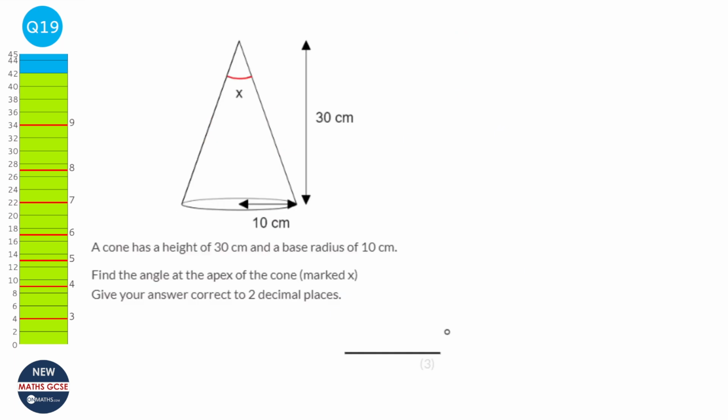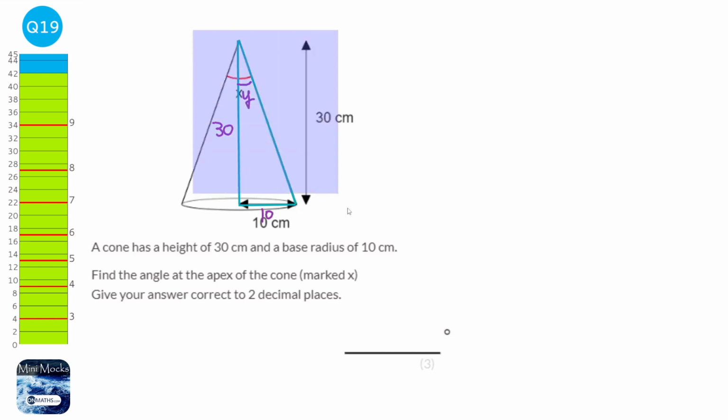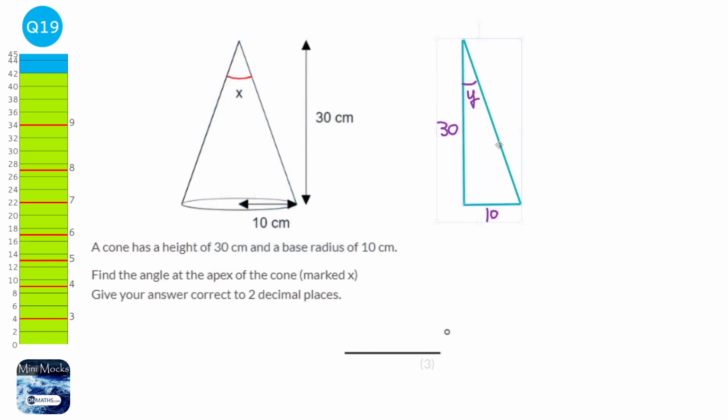So the first thing we need to realise is that we can create a right angle triangle from within this cone. So if I draw a line from the top going downwards, a line to the right and a line up, we can label the sides. So we've got 30 here, and we've got 10 at the bottom here, and we're looking for this angle here, which we're going to call y. And if I just highlight all of this and move it across, then we're obviously going to be using trigonometry to find out what y is.